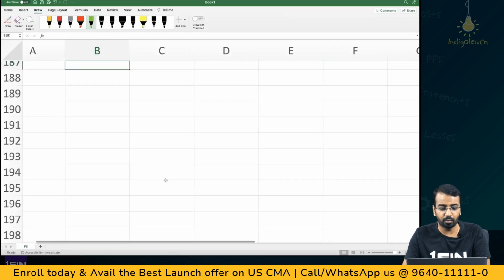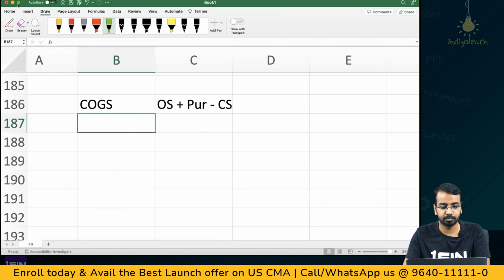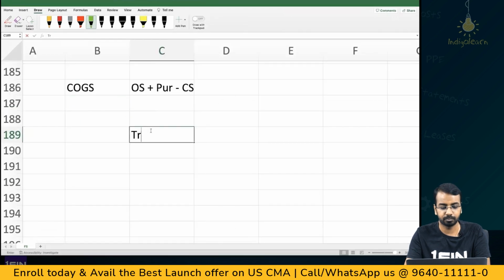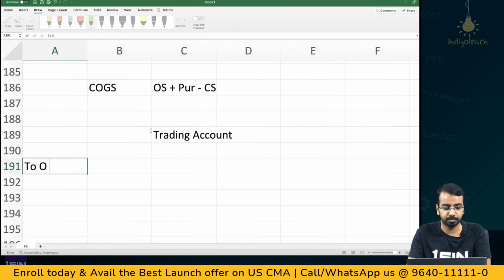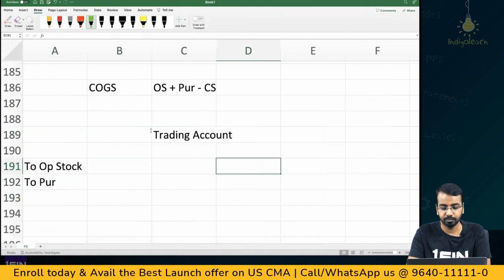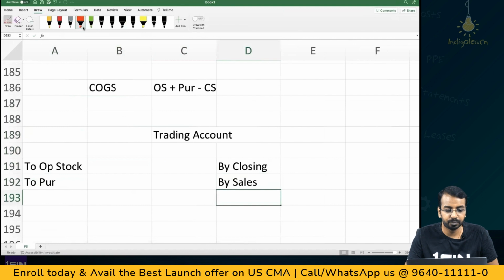When you do a T-shaped accounting, you have something like: to opening stock, to purchases, by closing stock, by sales, right? So the net amount of this opening stock plus purchases minus closing stock, that forms part of your COGS.